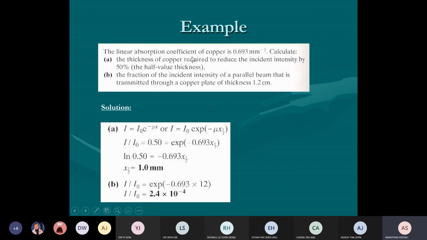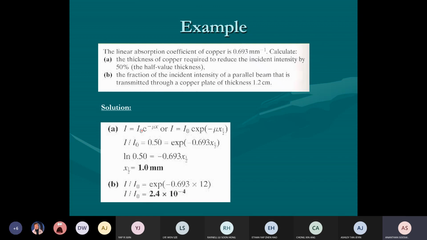The linear absorption coefficient of copper is 0.693 per millimeter. Calculate the thickness of the copper required to reduce the incident intensity by 50%. Here the incident intensity is the X-ray intensity. X-ray is sent to the copper. What is the thickness of copper required so that the X-ray intensity drops to 50%?